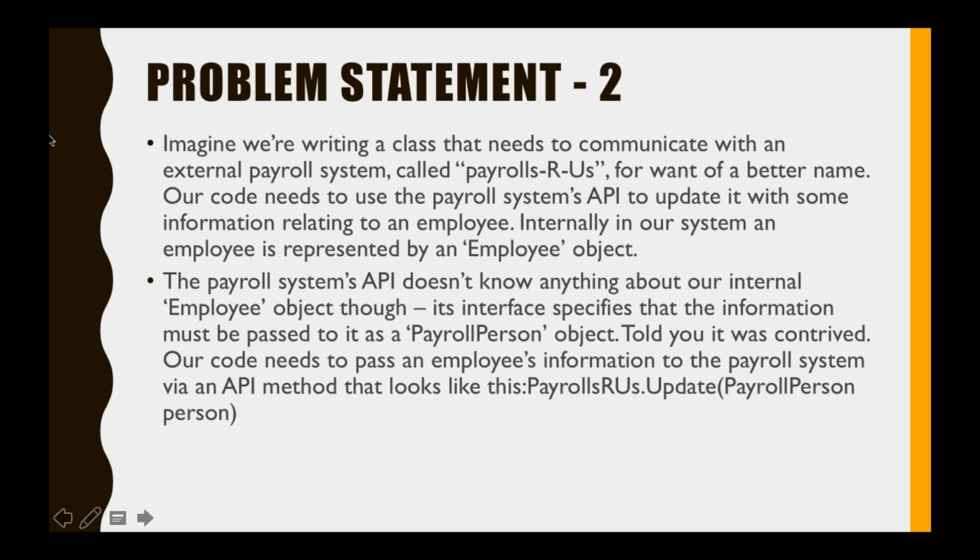So in these kinds of systems, these are very important problems that we have to solve everywhere. We will be passing our employee information to the payroll system using an API method called payroll update, where the object that it will accept will be the payroll person. It will not be the employee. Employee is the class for companies like Amazon, whereas payroll person is the class for the Allsec company. Is the problem statement clear?